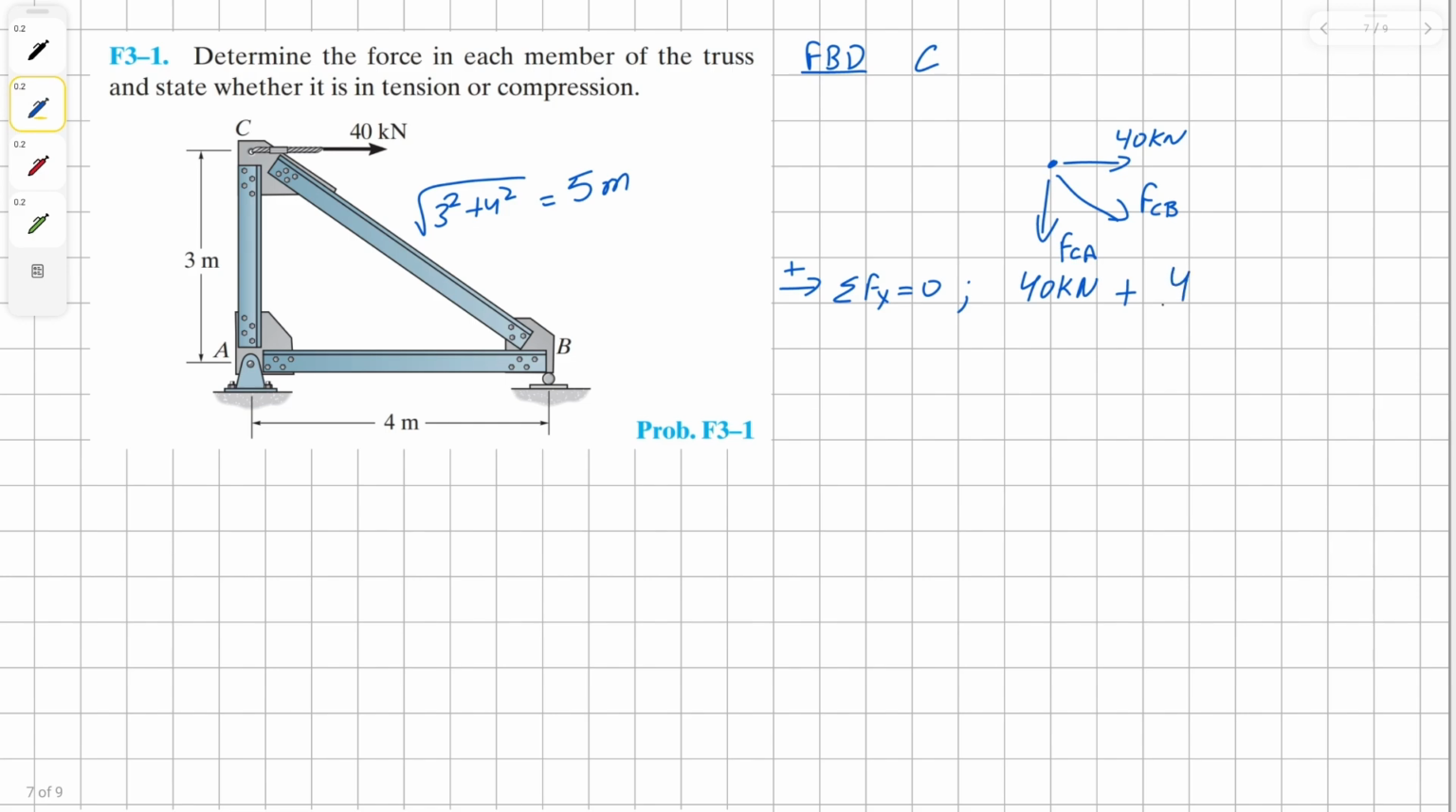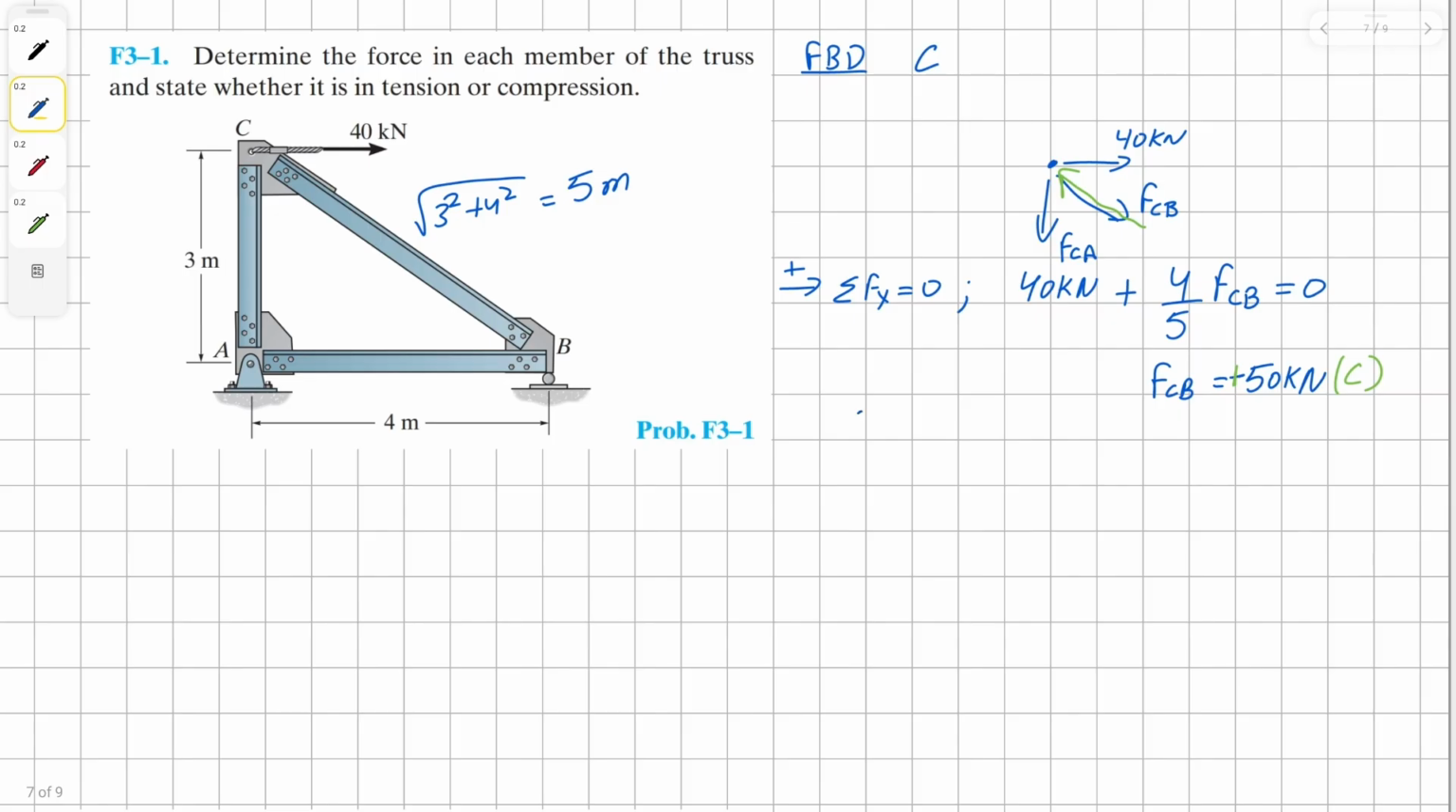Therefore, the X component is going to be 4 over 5 times the force CB, all equals to 0. Solving for force CB, we get our solution as 50 kilonewtons negative. This means we assumed our vector to be in the wrong direction. Therefore, if we switch our vector, we can change our solution to positive. And since this member is pushing towards the joint or the pin, this member is in compression.